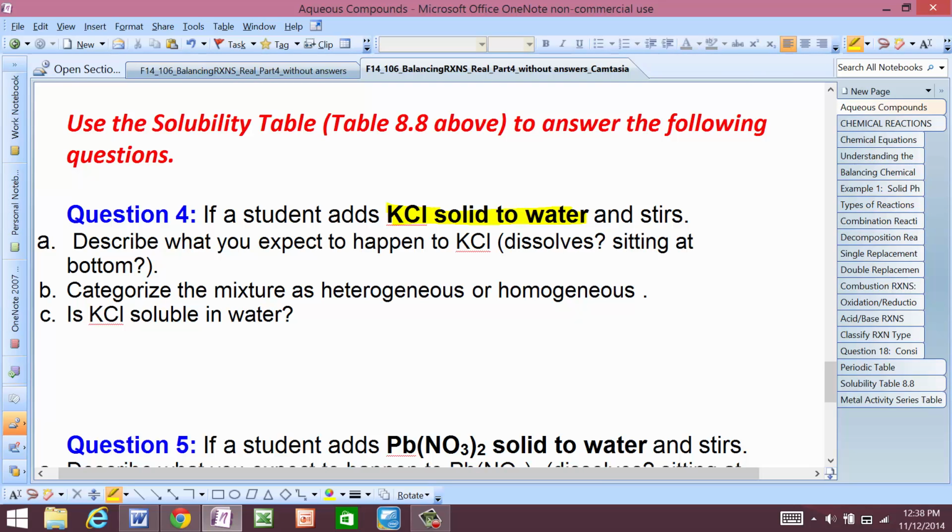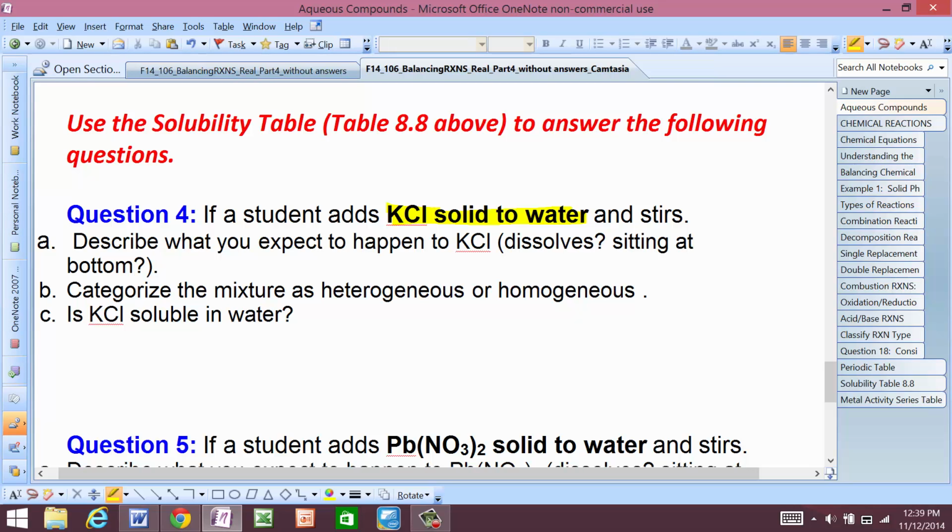Okay, question A says, what do you expect to happen when KCl is in contact with water? After you stir it, and it's a modest amount, not a huge amount, you put it in there and you stir. Does it dissolve? Does it sit at the bottom? Which one? And is that resulting mixture heterogeneous or homogeneous? And is KCl soluble in water?